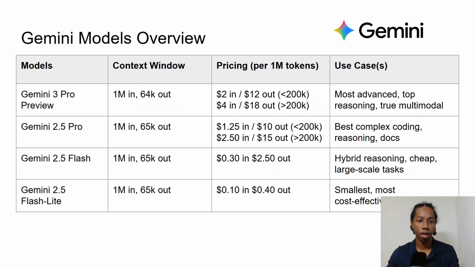Now when looking at Gemini 3 Pro in particular, although this is under 200K as a cap, for every $2 you're putting in, you're receiving a $12 output. When you're exceeding that price, it bumps up slightly to around $4 in with an $18 output. This model is more expensive than the others, but as stated by Google, this is their most advanced and top reasoning model, which is also true multimodal.